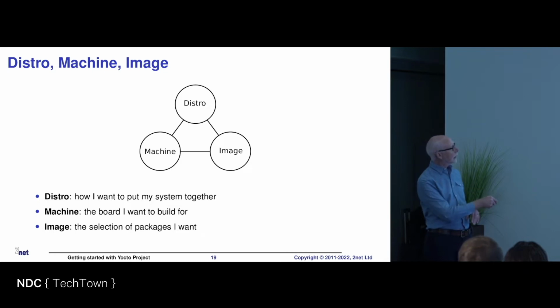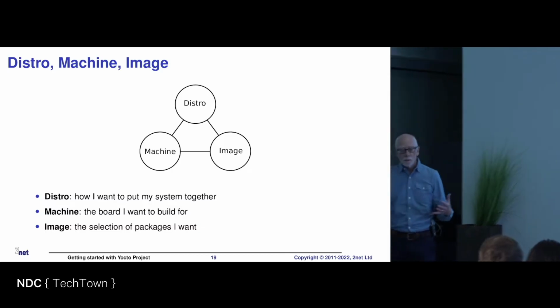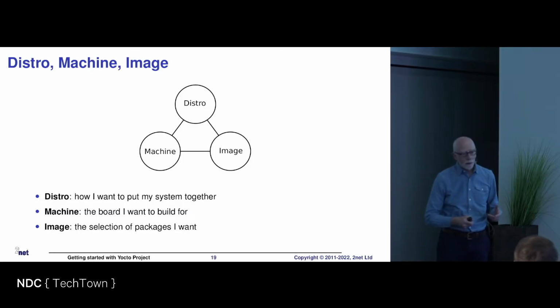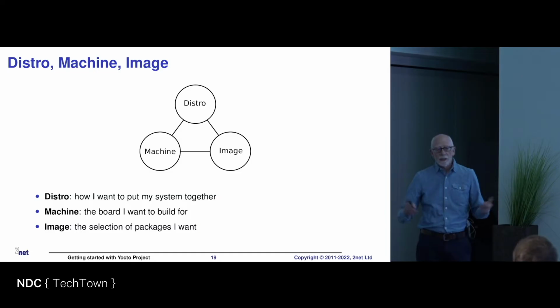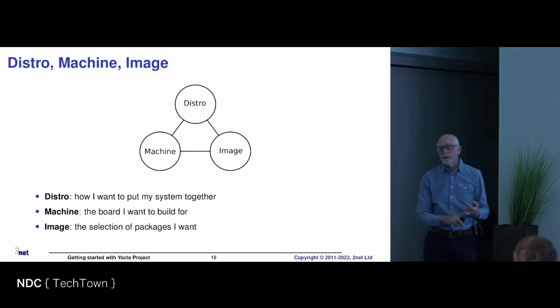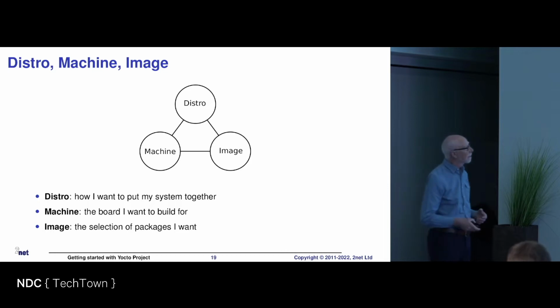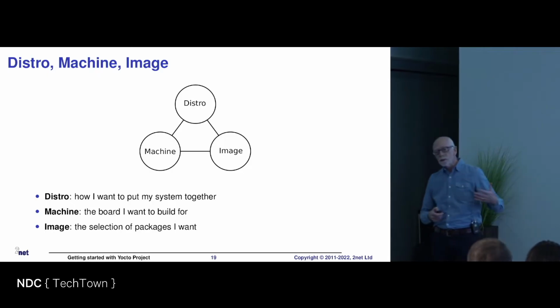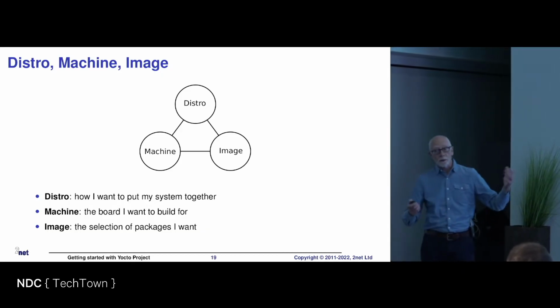So the distro is how do I want to put my system together? The distro is a configuration which sets some policy decisions. So it will be things like, do I want to use the latest version of every library, or do I want to be more conservative and use older, more tested versions? Which init manager do I want to use? Do I want to use systemd or System V init or some other init daemon? Policy decisions of that sort, which then apply to everything you build. Most of the time, you don't need to fiddle with the distro. So at least for beginners, you can ignore distro and just leave it as the default, which is called Poky.